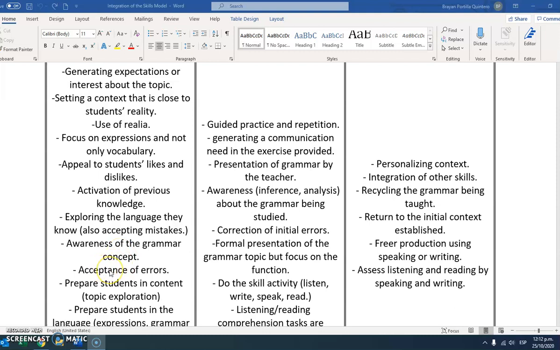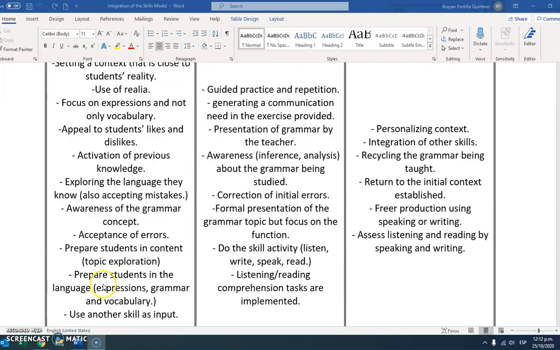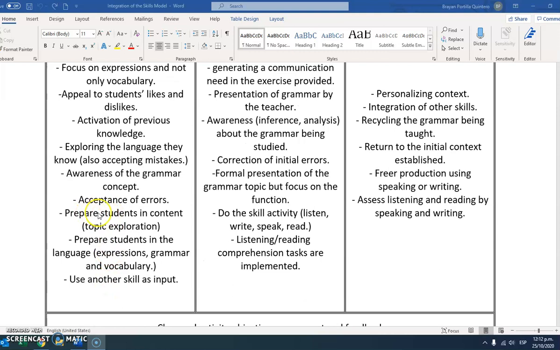There is teachers' acceptance of errors, and then students are prepared through little steps in the pre-stage in which the content or the topic is explored, and the students are also prepared in the use of the language. Maybe some expressions, grammar, or vocabulary that they will find explicitly presented in the while stage, and they will be using another skill as input.